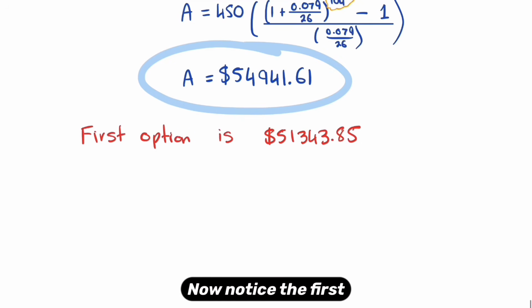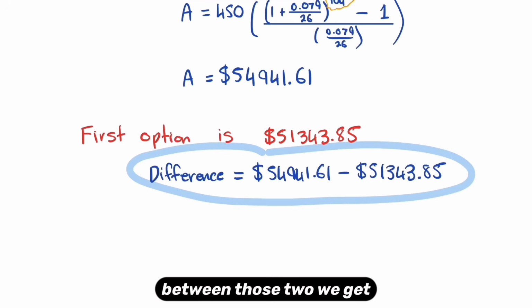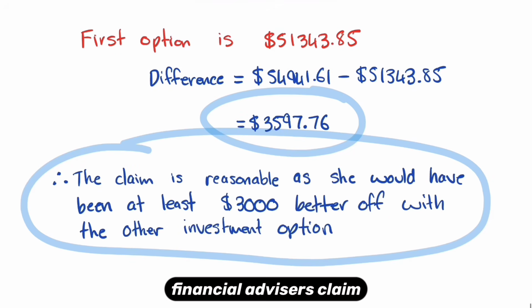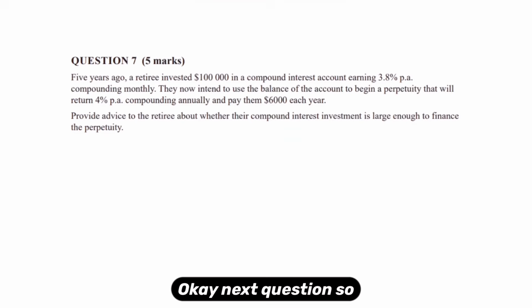Now notice the first option was this amount. So when we find the difference between those two, we get more than $3,000. So that means that the claim is reasonable. So the financial advisor's claim was correct, that she would have been at least $3,000 better off with the other investment option. Okay, next question.